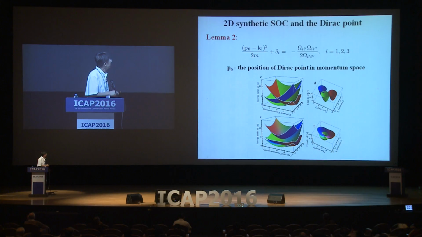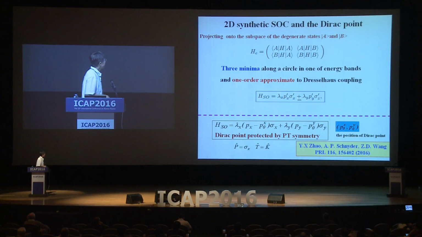Then we can set the diagonal of the Hamiltonian equal to that of the matrix. We can determine the position of the Dirac point in the momentum space. Projecting the Hamiltonian onto the subspace of the degenerate dark states, we can obtain this Dresselhaus spin-orbit coupling with first order approximation. In our scheme, the Dirac point can move in the momentum space. So this Hamiltonian can be expressed in this form.